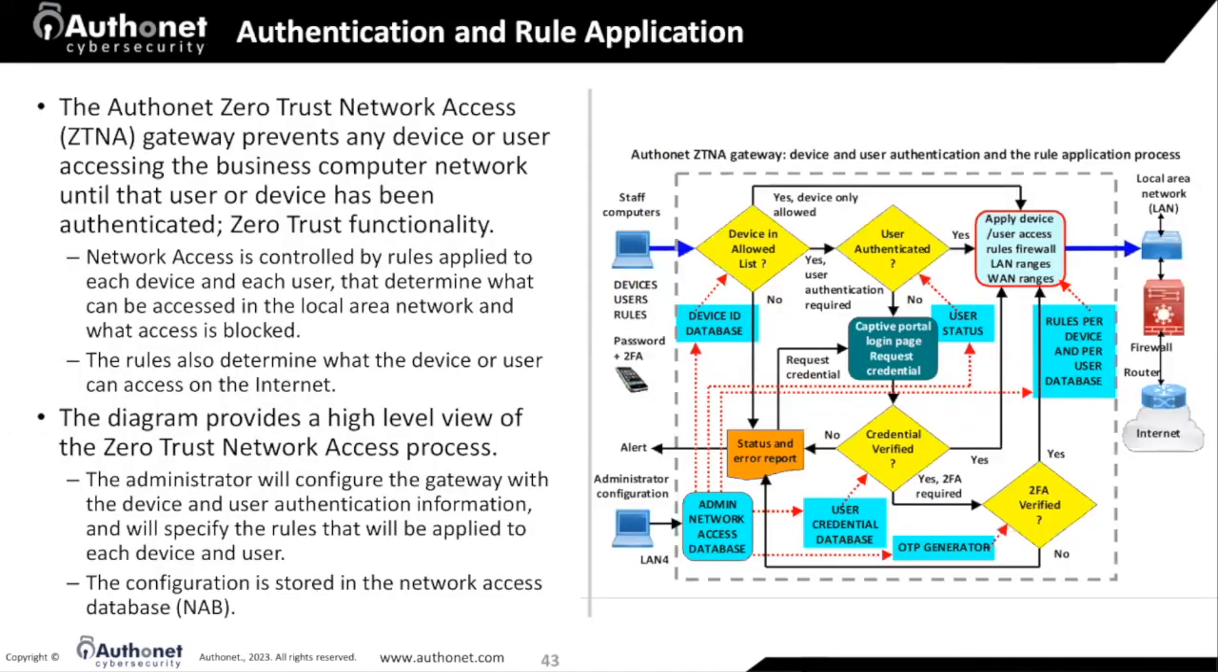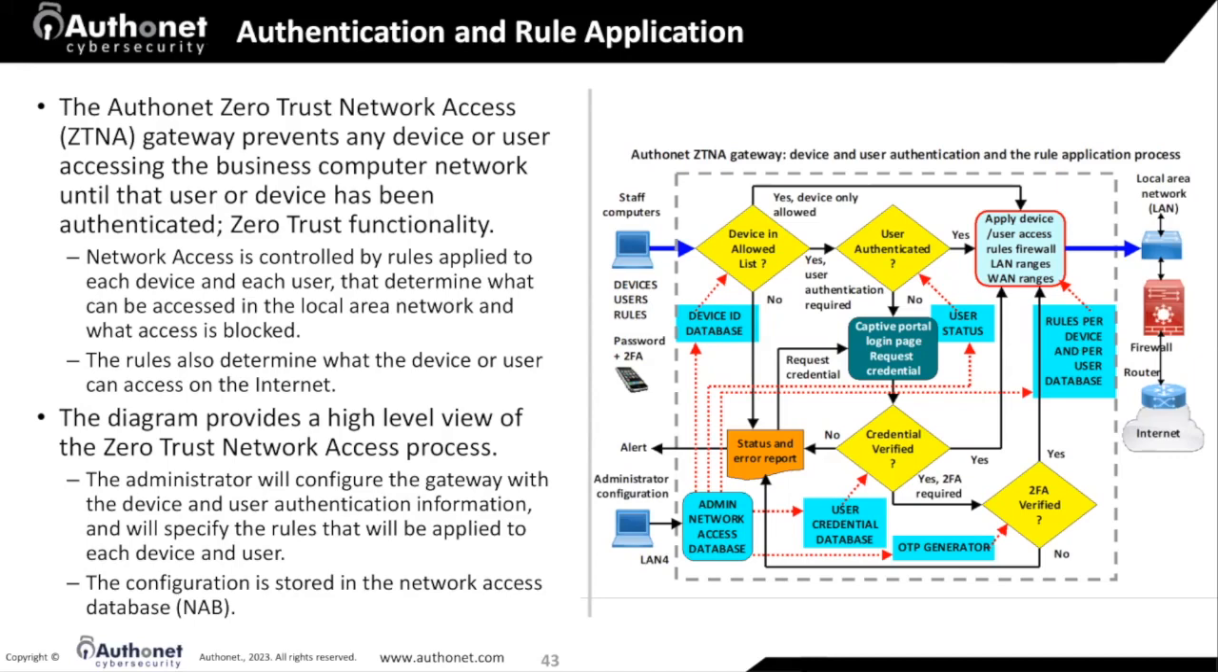Remember that the authentication process is a sequence of steps. When a device is connected, first of all, we check if that device is in our allowed list. If it's not, then the access is blocked. If it is in our allowed list, then we check the rules to identify if a user is associated with that device. And if so, then we display the captive portal for the user, request the user's credential, and then if that user is configured for two-factor authentication, we request the one-time password.